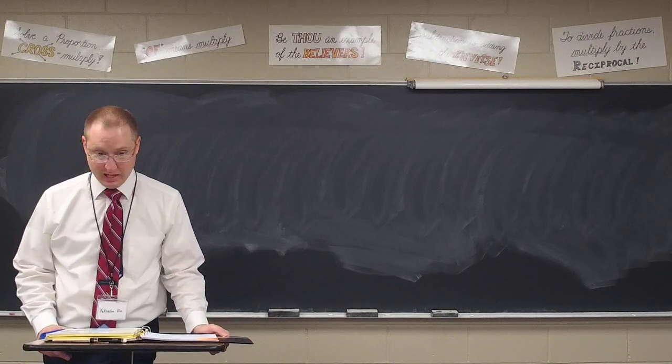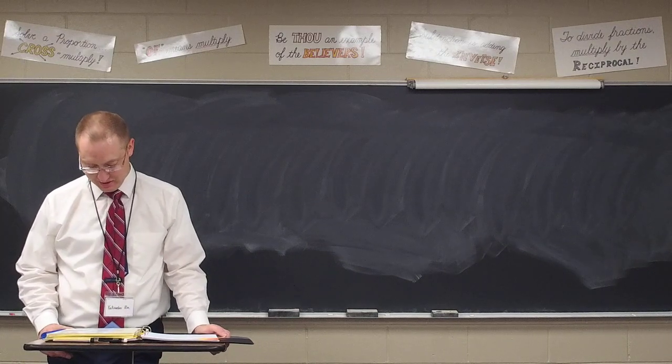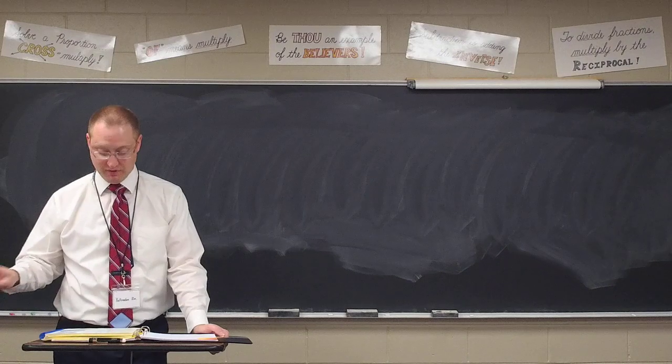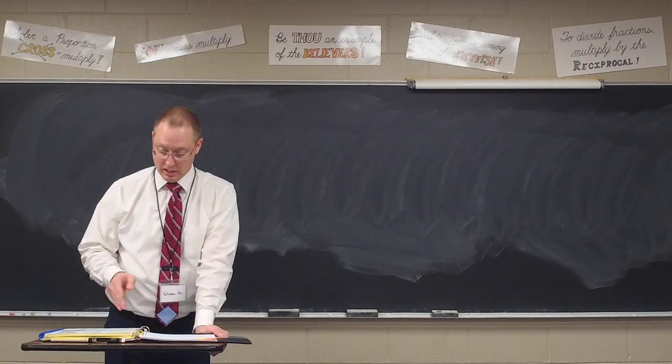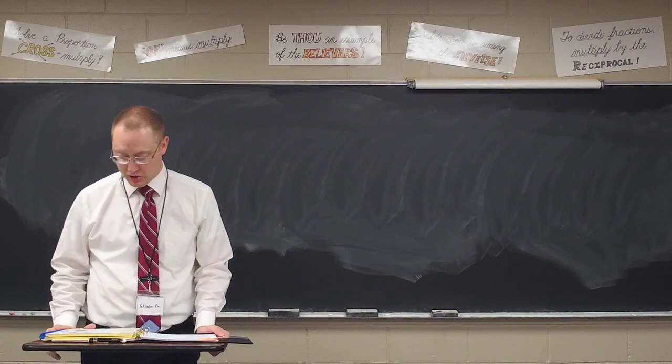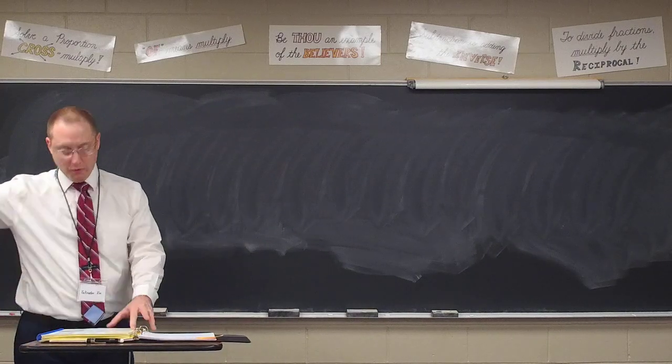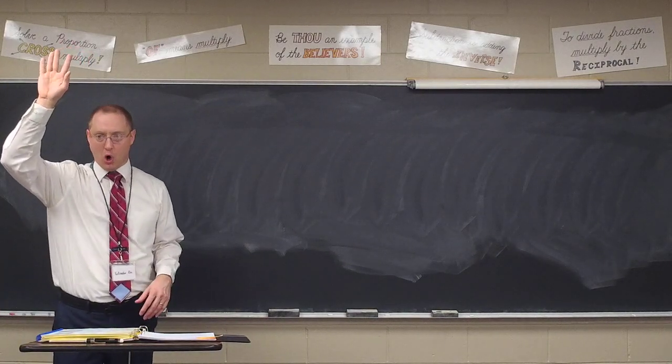Number 14, how many negatives do we see, Griffin? 2. Is that even or odd? Even. Positive or negative? Positive. Now let's do 3 times 2 is? 6. Times 10? 60. So our answer is? Positive 60. Did anyone go 14 for 14 on that section? You got them all right.